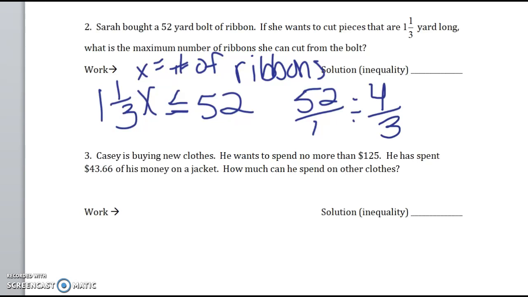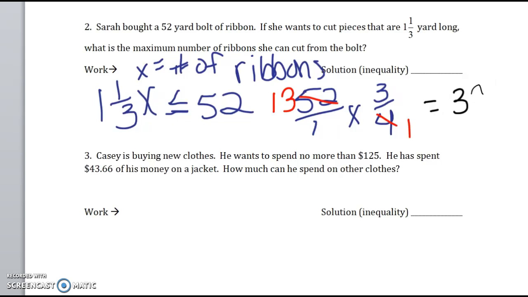So I'm going to keep the 52 over 1. I'm going to change divide to multiply. And we're going to flip the 4 over 3 and make it 3 over 4. And then the 4 and the 52 can actually cross reduce. So 1 and 4 goes into 52 13 times. And now we're ready to multiply. So 13 times 3 equals 39. 1 times 1 equals 1, so we're just going to leave it at 39.